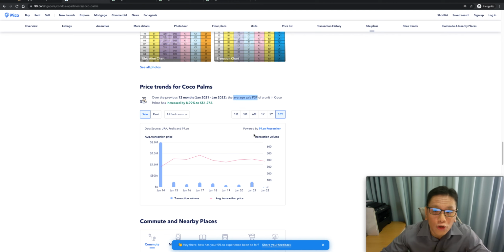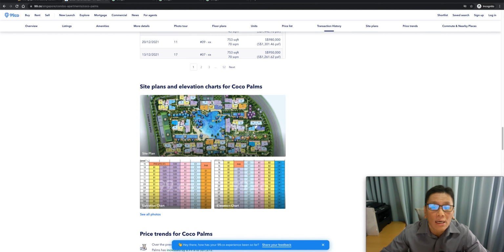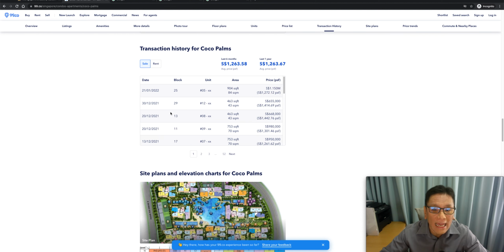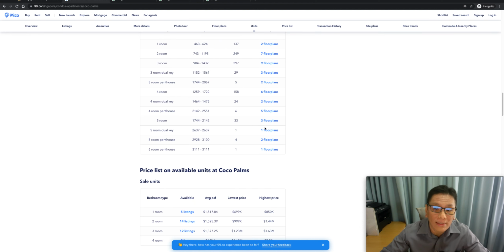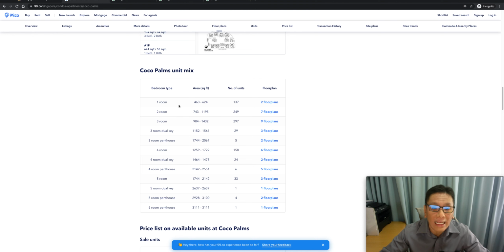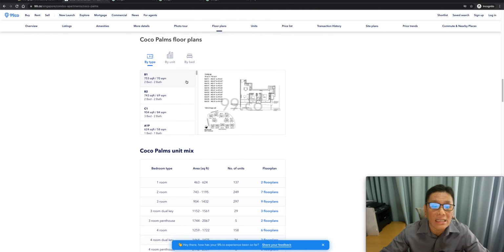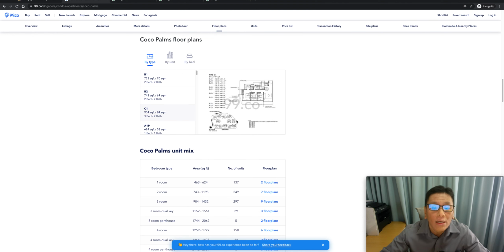Now this website is also very comprehensive, because by scrolling further, you can also look at the transaction history. Okay, so you can know how much people are buying and selling in terms of the size, alright? Other information that is also good on this website is that you will be able to see the different types of unit mixes, and you can even see the floor plan, alright? So you will be able to find out exactly how the floor plan or the unit looks like before you even go down to view the show flat.